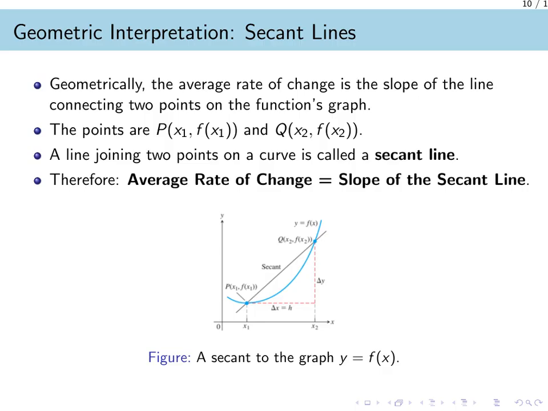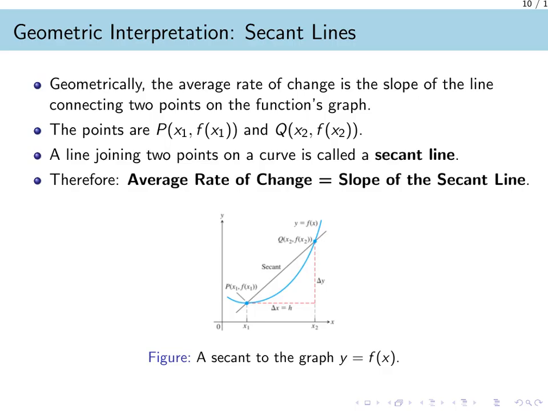Now I will connect our formula for the average rate of change to a simple geometric idea, which makes it much easier to visualize. We can represent a function as a curve on a graph. If we choose 2 distinct points on this curve, say point P with coordinates x1 and f of x1, and point Q with coordinates x2 and f of x2, we can draw a straight line through them. A line that intersects a curve at 2 points is called a secant line.